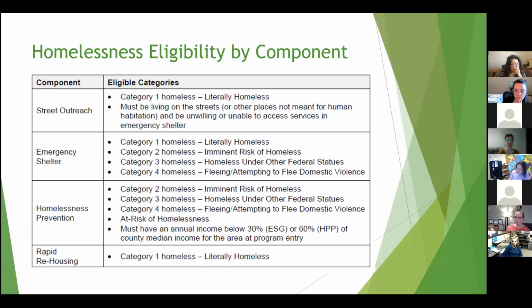And then here are the eligible definitions by component. For street outreach, the person has to be category 1 and they have to be unsheltered, so on the streets or other places not meant for human habitation, and be unwilling or unable to access services in the shelter. For emergency shelter, it's any of the 4 categories of homelessness. For prevention, it's categories 2, 3, or 4 of homeless, or the at-risk of homelessness definition. And then for rapid rehousing, they have to be category 1 homeless. Are there any questions on this one?